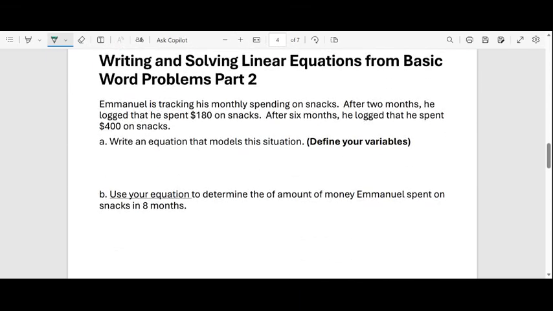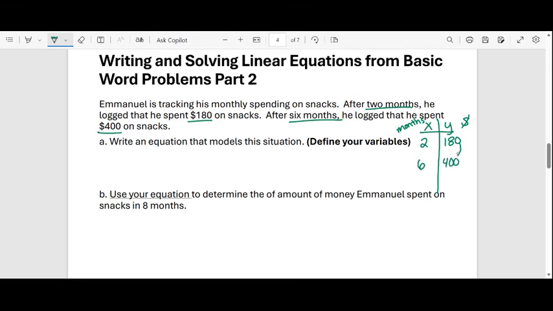Emmanuel is tracking his monthly spending on snacks. After 2 months, he spends $180. And after 6 months, he spends $400. Write an equation that models this situation. So I'm going to do my x and y, as always, x and y. And I'm going to pick x is my months, and y is the amount of money Emmanuel has spent on snacks. So after 2 months, he spent $180. And after 6 months, he spent $400.